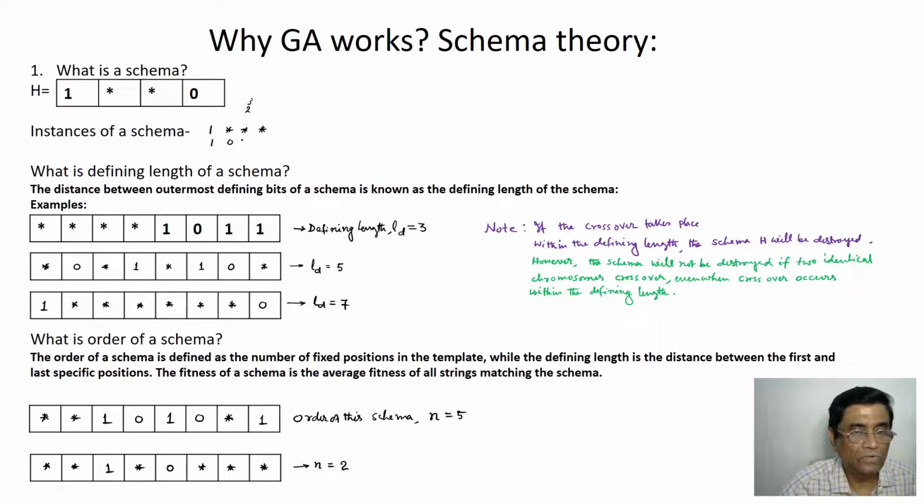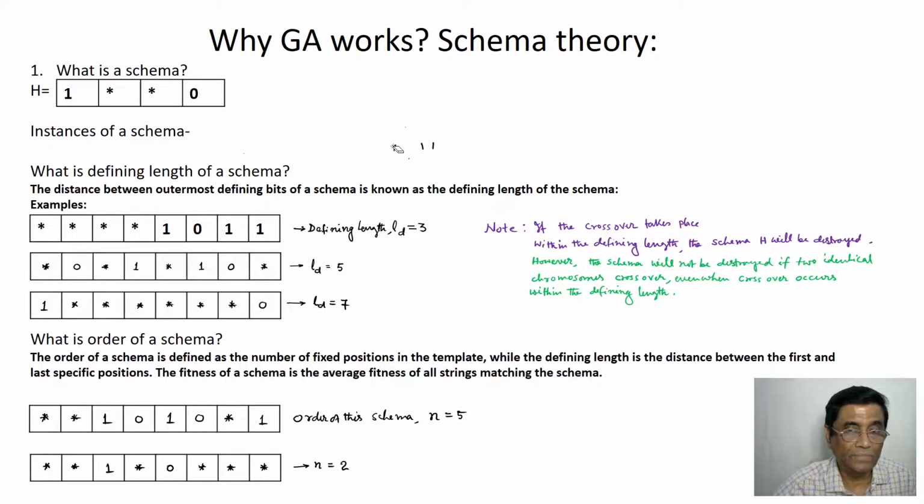So what are those? 0 0 0, 0 0 1, 0 1 0, 0 1 1, then you flip this one, 1 0 0, 1 0 1, 1 1 0, 1 1 1. So 8 instances of this schema, where there are 3 undefined bits, right? So you understand what are the instances and what is the schema.